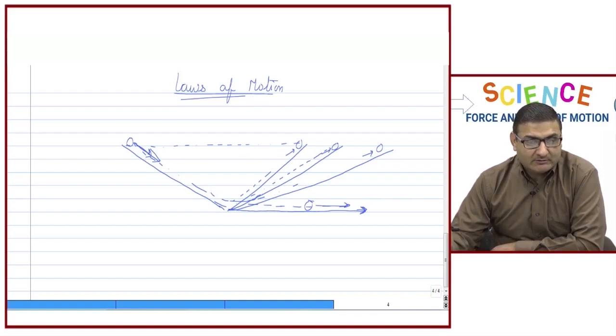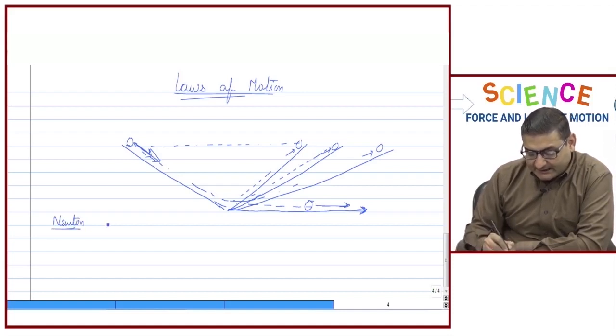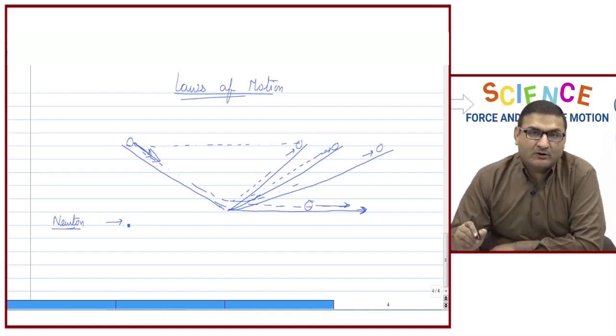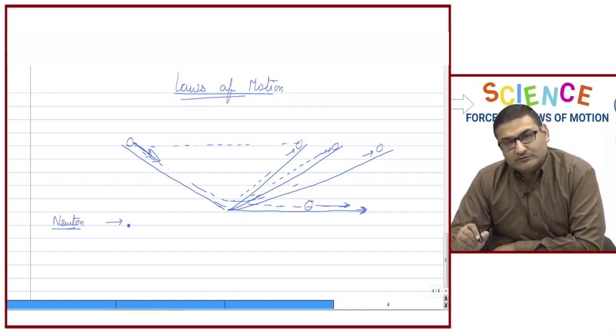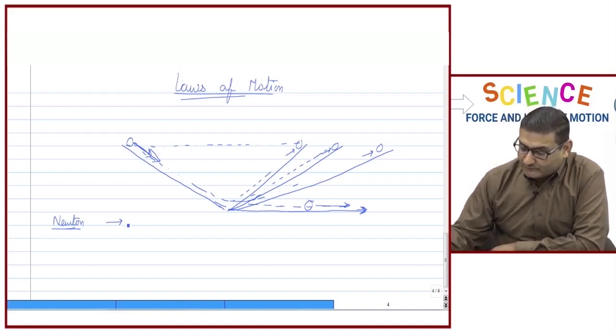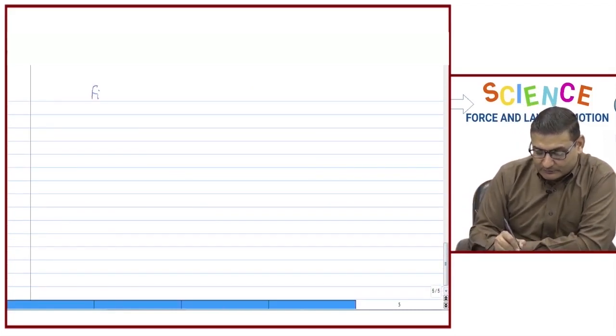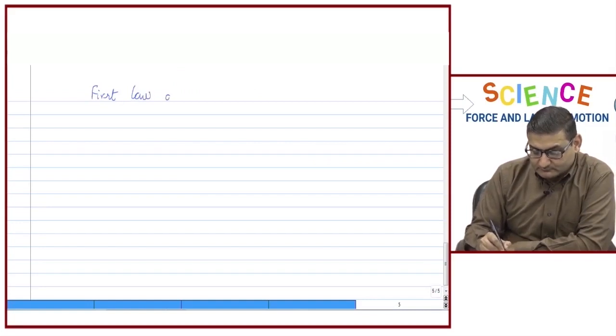Now based on this observation, Newton performed his various experiments and he gave his laws of motion. He gave 3 laws of motion. We'll be studying about all the 3 laws of motion one by one. First of all, we'll be reading about Newton's first law of motion.